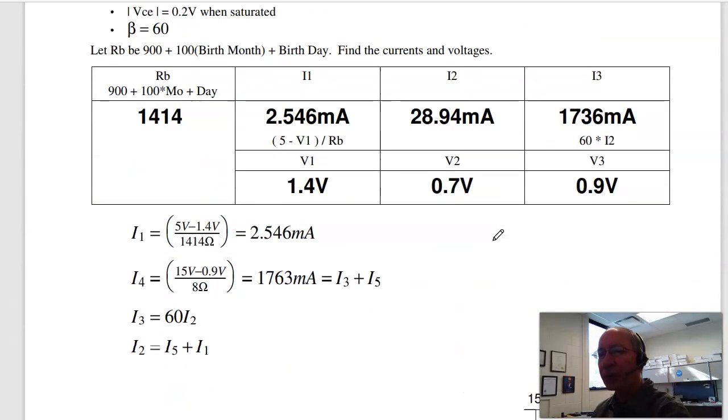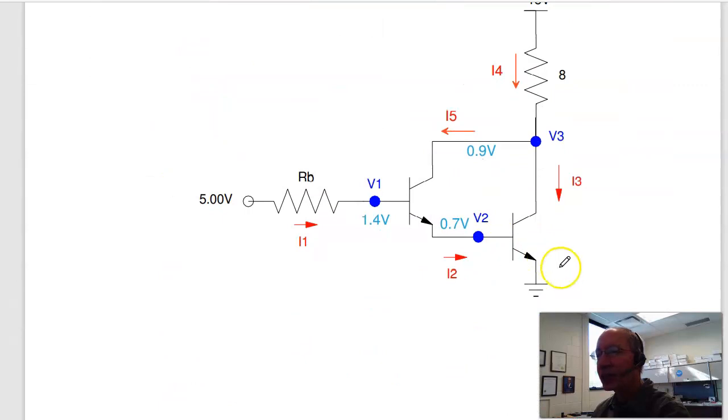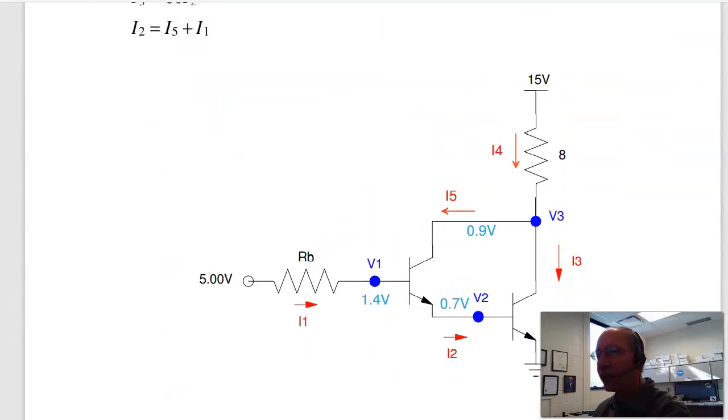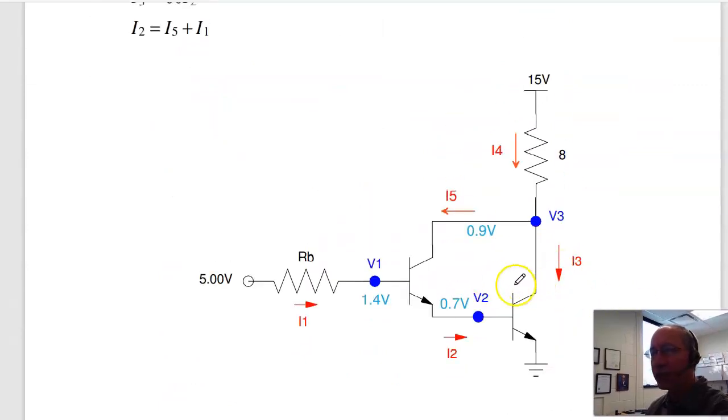Problem 3. This is the Darlington pair. This one's a little trickier. Find the voltages and currents for this circuit. So right here I've got a diode. I know that V2 is 0.7. Here I've got a diode. I know that V1 is 0.7.